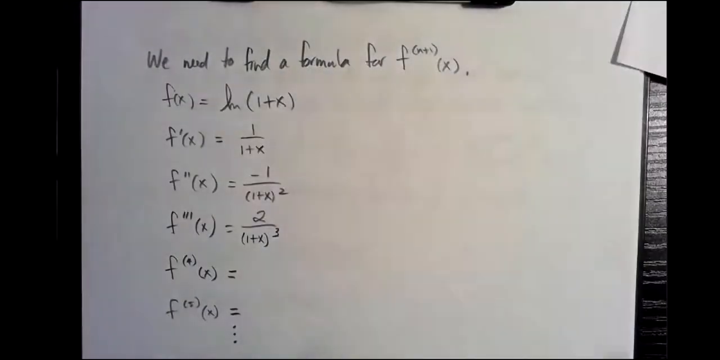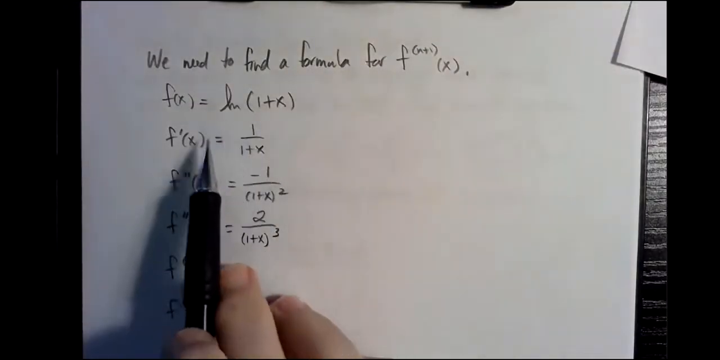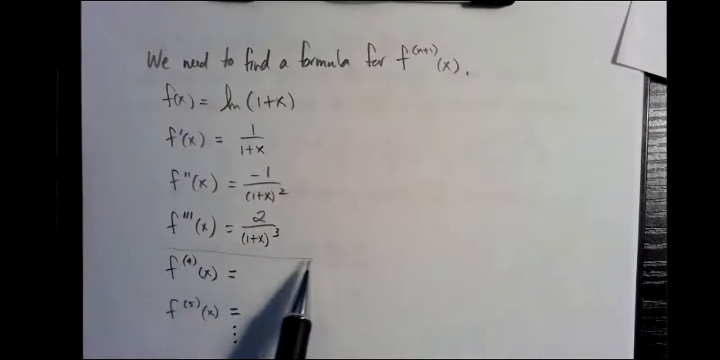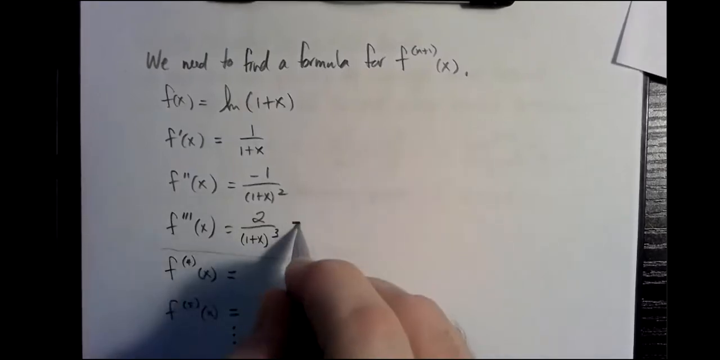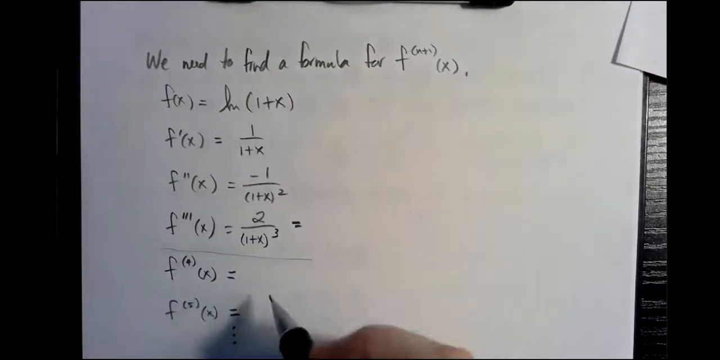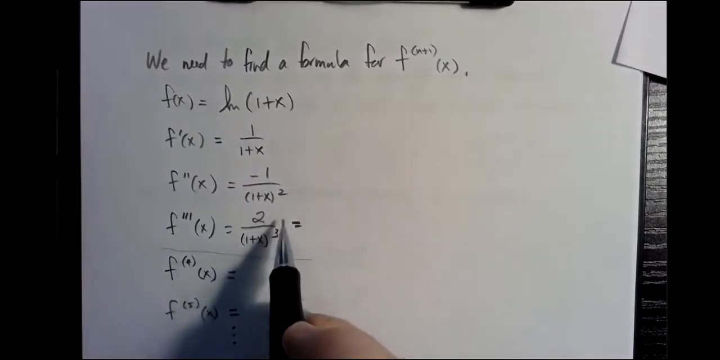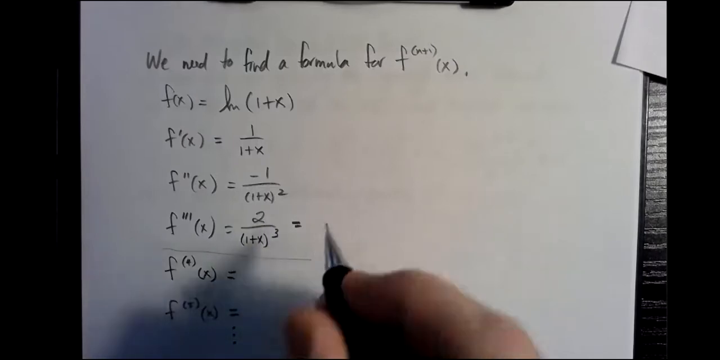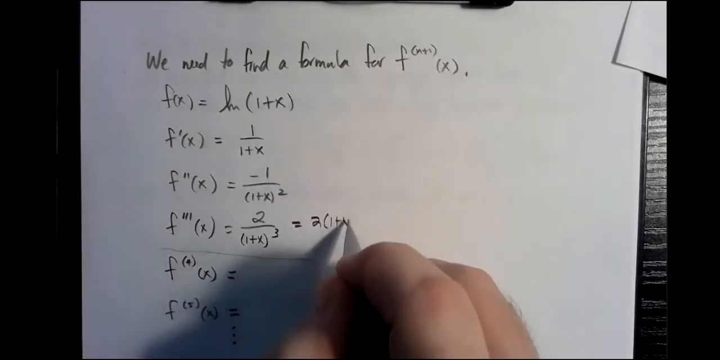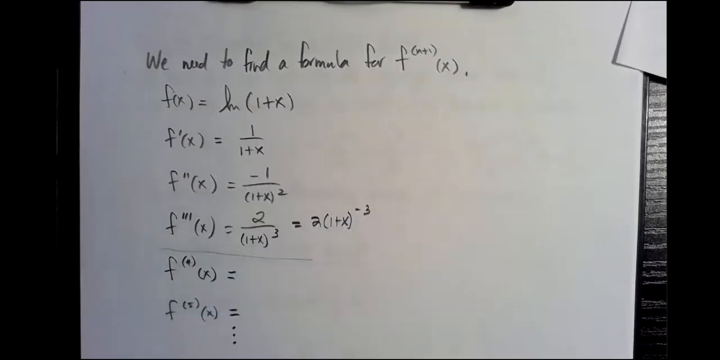So on a previous page, we had looked at the first 3 derivatives, right? We got up to that point right there, and that's just repeated application of the power rule. But we don't see a pattern yet. So let's find a few more derivatives and see if we can find a pattern. It will be helpful to rewrite this as just a power function: 2 times 1 plus x to the negative 3 power.